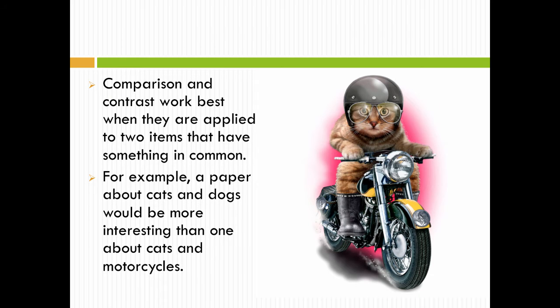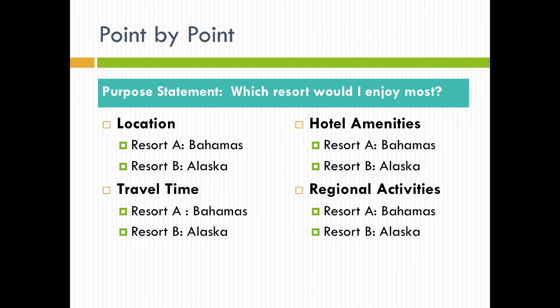Comparison and contrast work best when they're applied to two items that have something in common. For example, a paper about cats and dogs would be a lot more interesting than a paper about cats and motorcycles. There are two ways to organize a compare and contrast paper. You can either do it point by point or by subject. So let's look at what point by point looks like first.